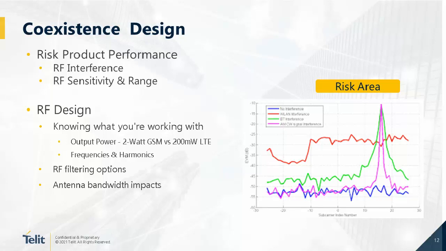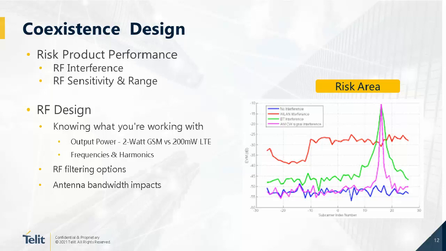Mapping the frequencies and harmonics, right? Understanding all your clock frequencies, understanding what harmonics of your wireless transmitters could interfere or cause interference with other wireless transmitters, especially in their receive frequency path. And then you can determine what RF filtering options are needed. Do we need to knock down harmonics of some of the wireless transmitters to reduce interference?